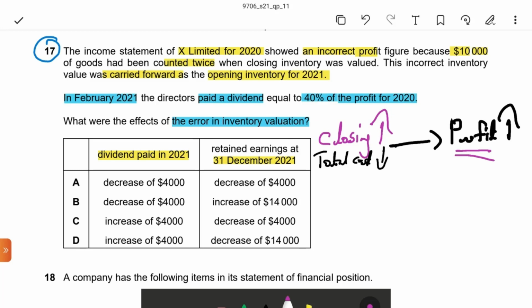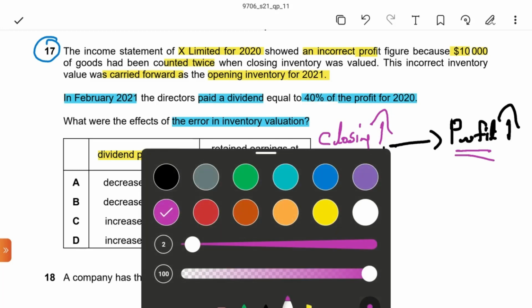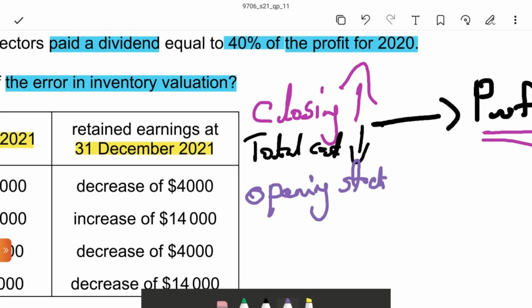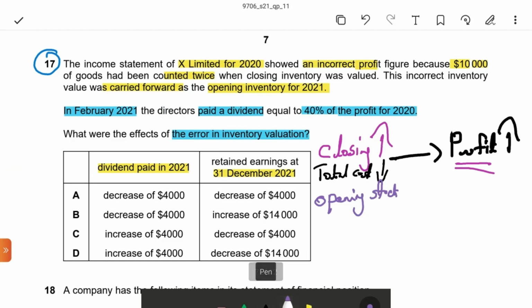Next, the opening stock. The closing stock of 2020 becomes the opening stock of 2021, and it is overstated, more than the actual cost. Opening stock we always add, closing stock we deduct. So opening stock is added to the cost, meaning more opening stock, more cost. Cost is more means our profit, in this case, is understated. Hope all of this is clear.